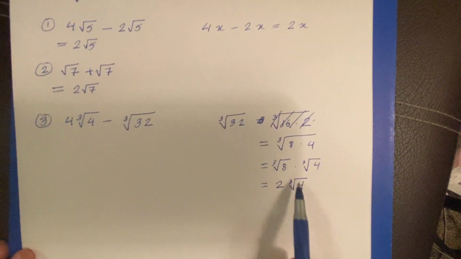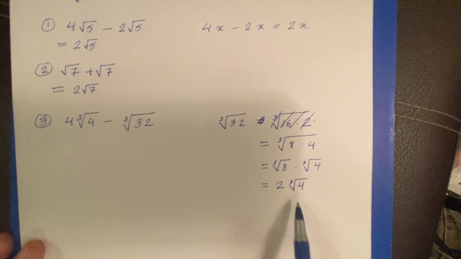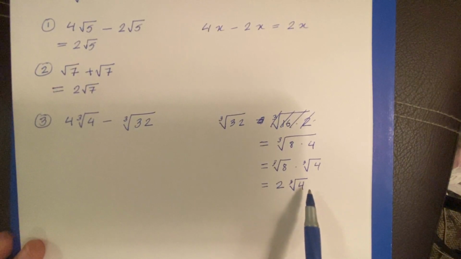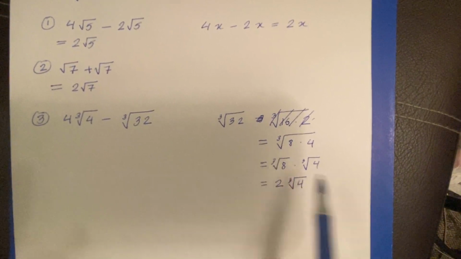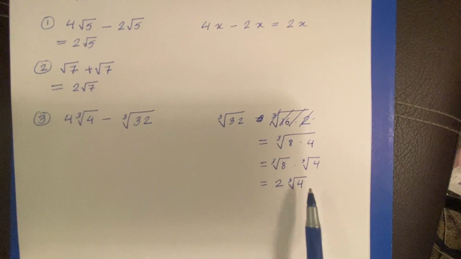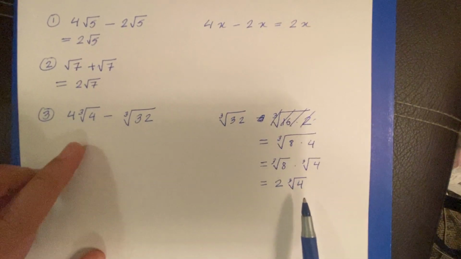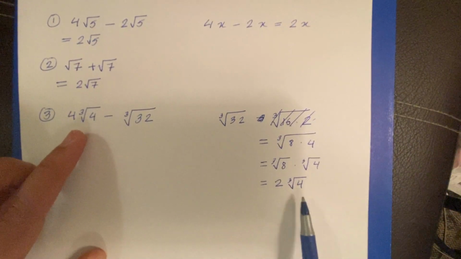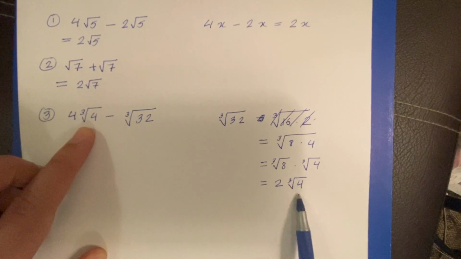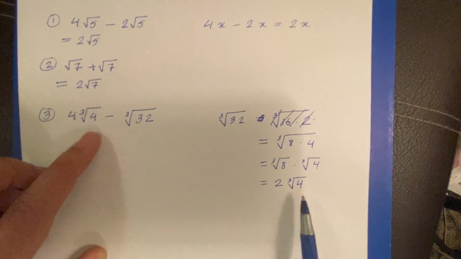If we have square root of 4, then it's 2, but cube root of 4 is, well, we get some decimal number, so we don't want that, so we just want to leave it like this. And also that way we have cube root of 4 here, cube root of 4 here, so that way we have like terms, right?